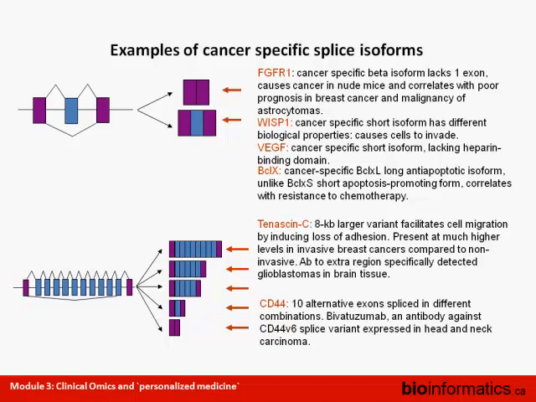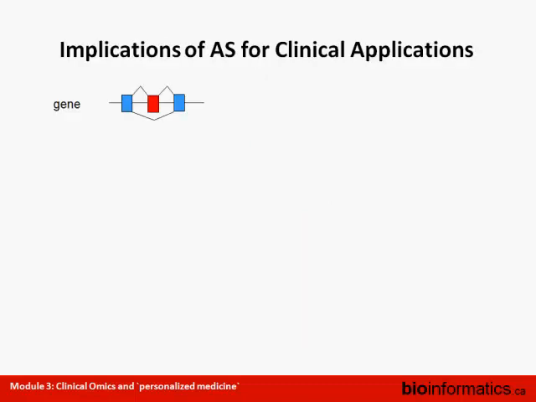CD44 is another notorious gene for very complex alternative splicing. It has 10 alternative exons, which are spliced in different combinations, and there was a precedent of using an antibody against a specific alternative exon within that gene, the splice variant V6, for head and neck carcinoma. Unfortunately, it didn't go very far because of the high toxicity of that antibody. But still, why do we care about splicing itself, in particular with regard to clinical applications?